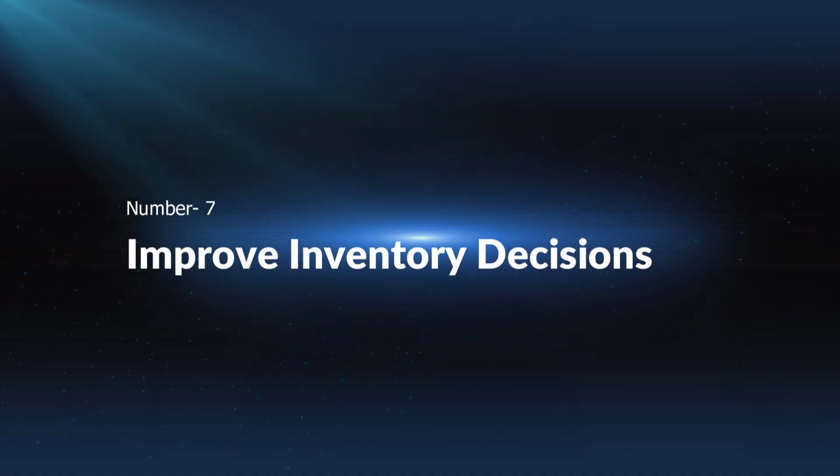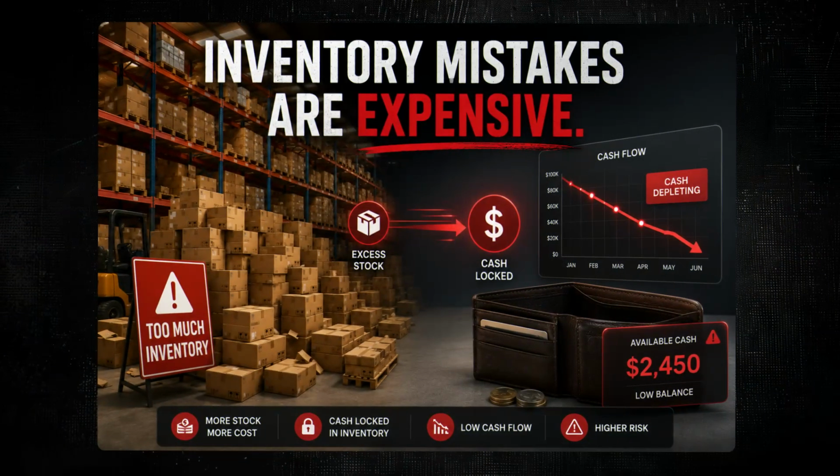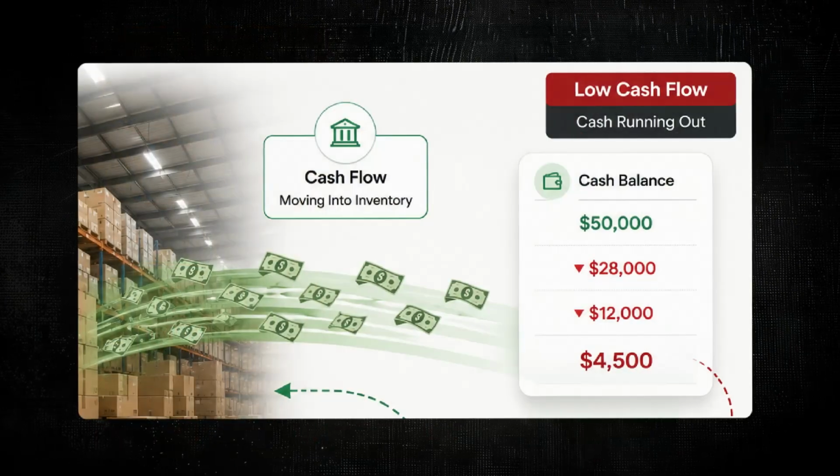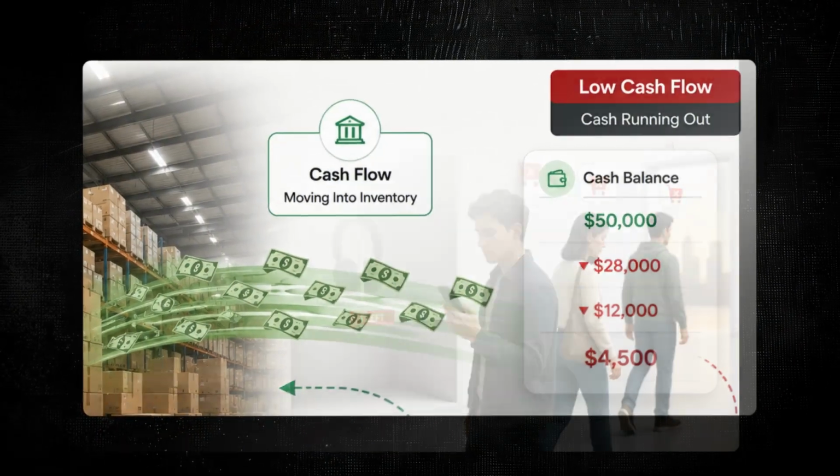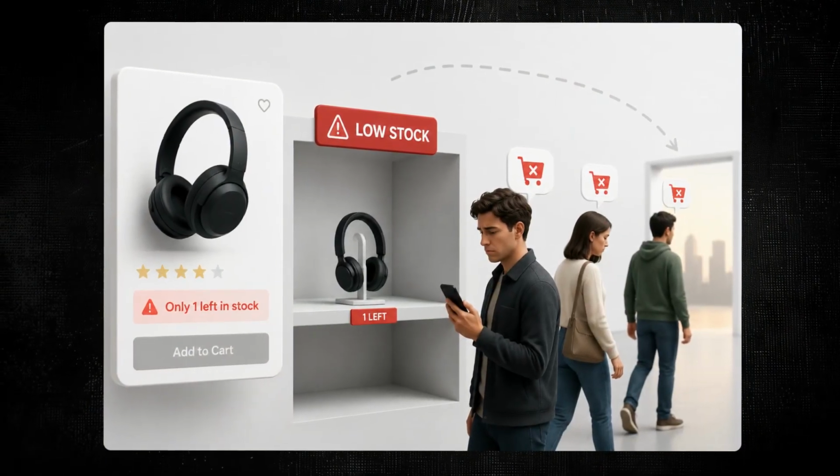Number 7, improve inventory decisions. Alright, inventory mistakes are expensive. Too much stock ties up your cash. Too little stock costs you sales. So what you can do, ask Sidekick again.